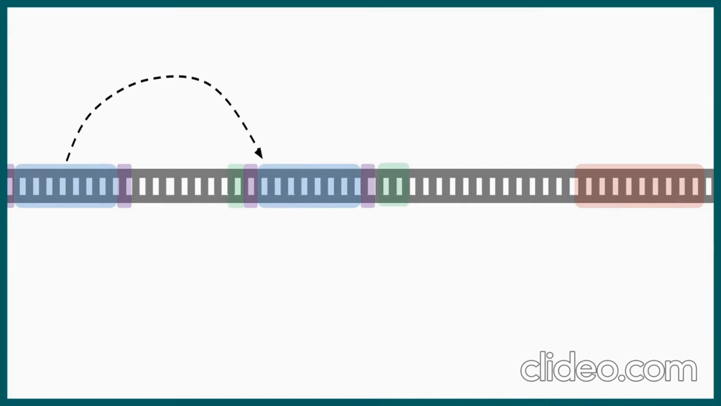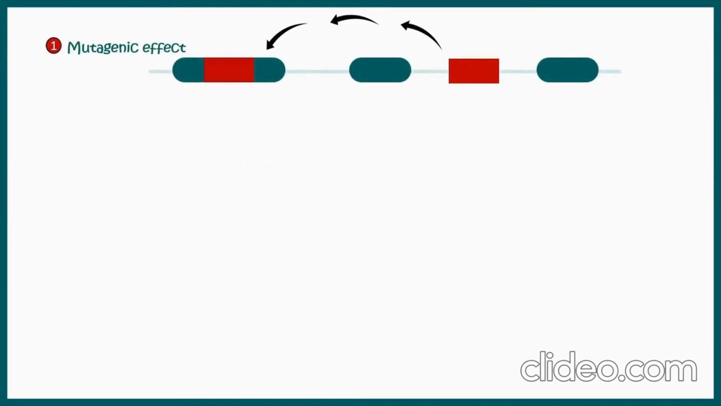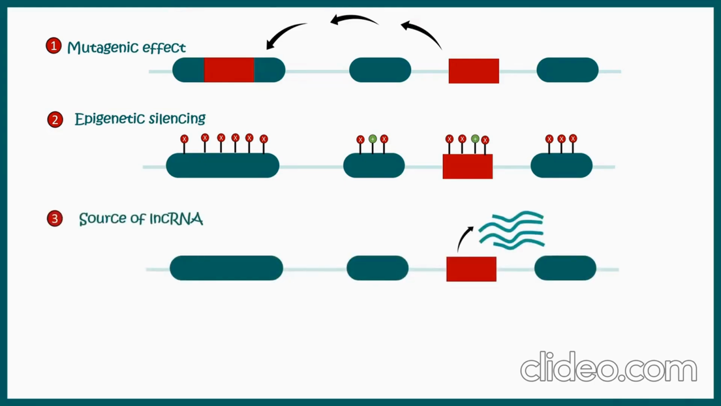Let's summarize this part. Transposons can have a mutagenic effect. They can get inserted into a location and disrupt a gene. They could silence nearby genes by attracting epigenetic modifiers. Transposons can also act as a source of non-coding RNA, and thereby they have great regulatory roles. And lastly, they can act as enhancers or repressors and thereby control gene expression as well.